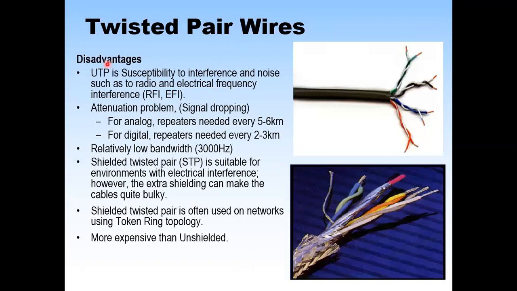Twisted pair wires, disadvantages: UTP is susceptible to interference and noise, such as radio and electrical frequency. So such types of noises can be added in twisted pair wires. You can see I have discussed with you orange white, orange, green white, blue, blue white, green, brown white, brown.